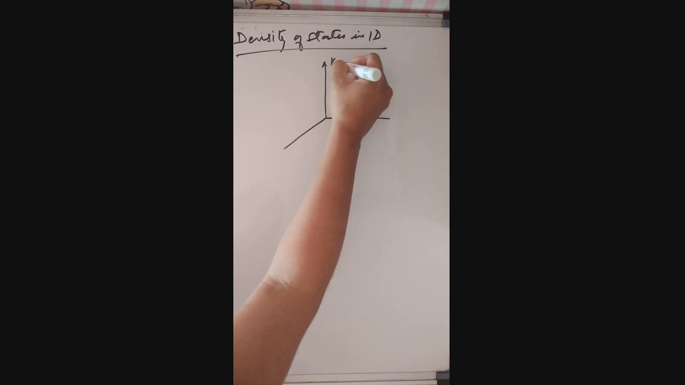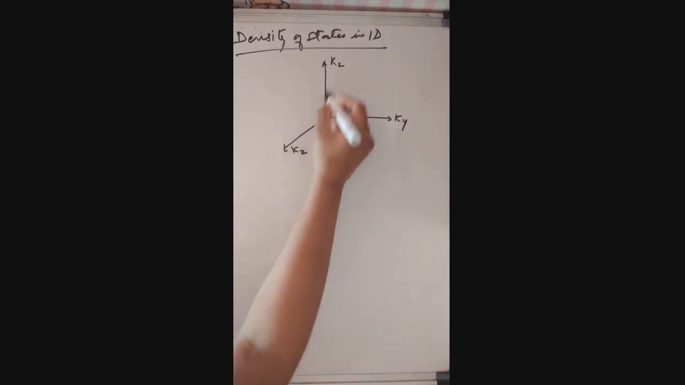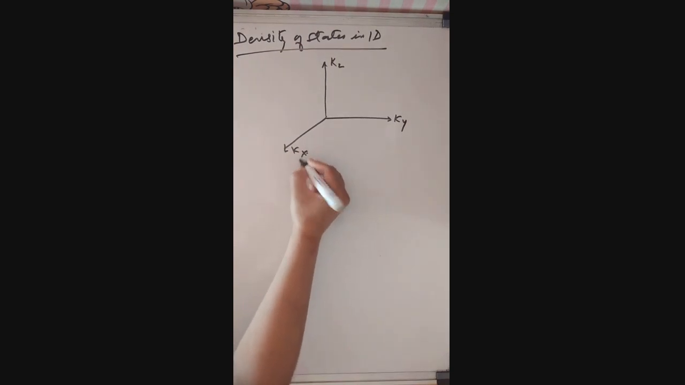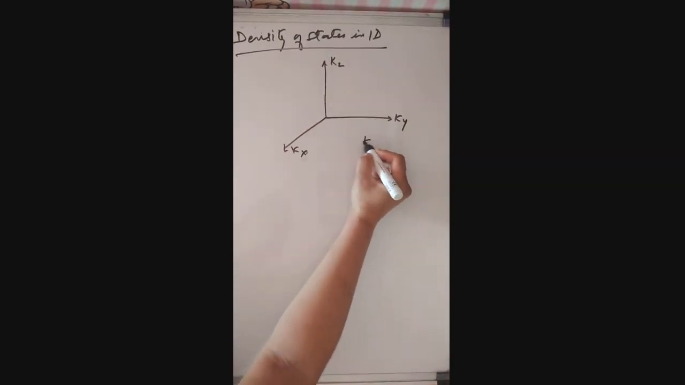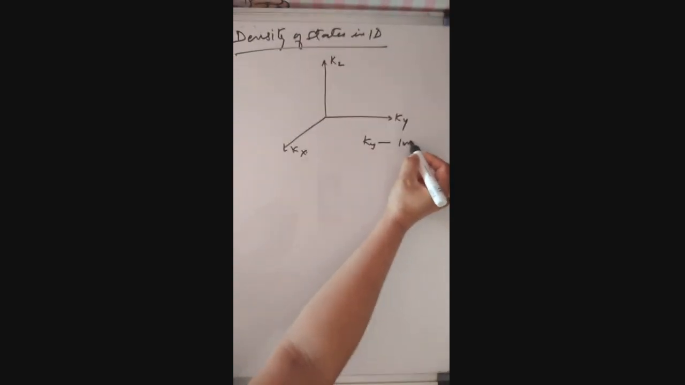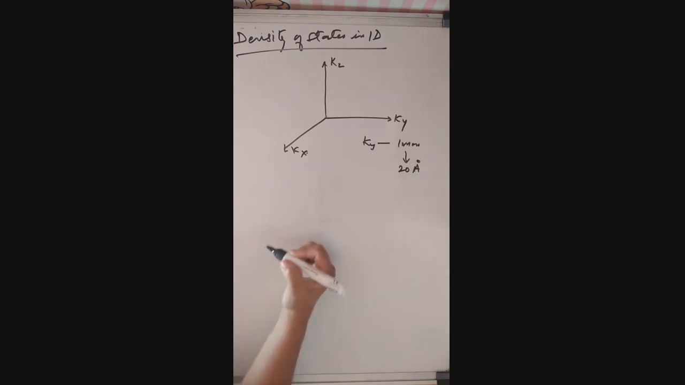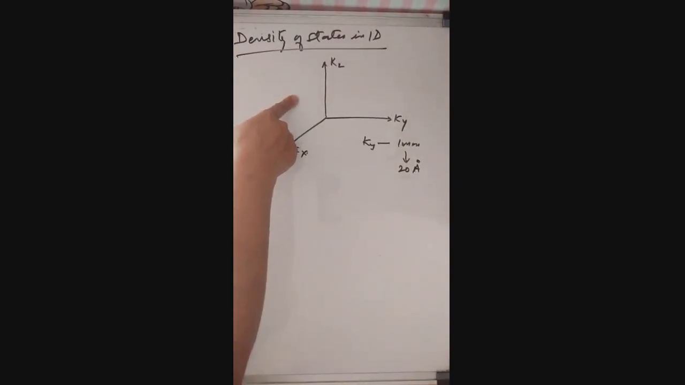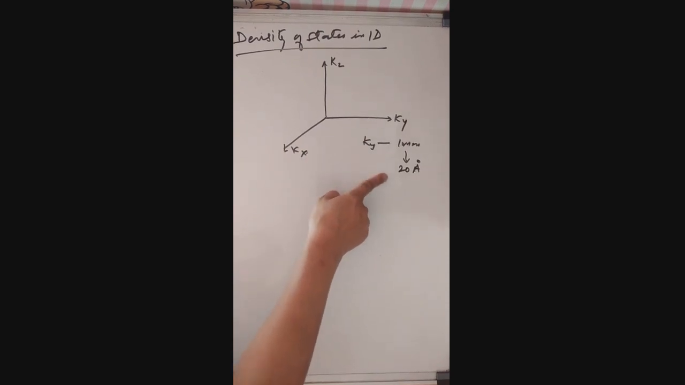These were the dimensions kz, ky and kx. Initially we reduced the z dimension. Now I am reducing the y dimension also. I am reducing this from 1 mm to 20 angstrom, the same thing we did to the z-axis. In the z-axis also we reduced it from 1 mm to 20 angstrom. In this case also I am decreasing the y dimension from 1 mm to 20 angstrom.